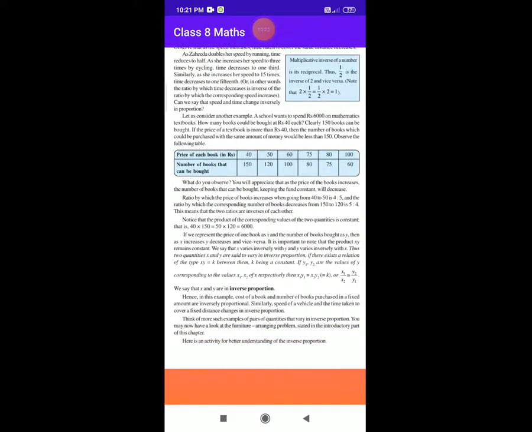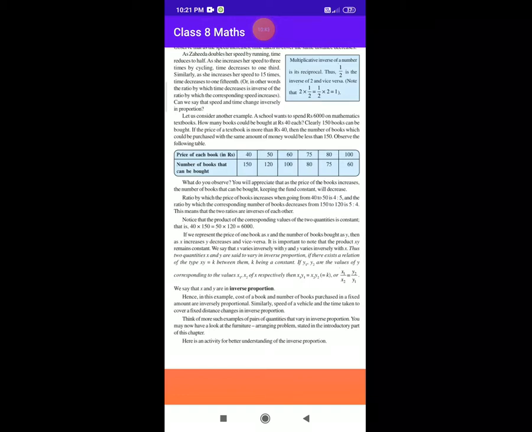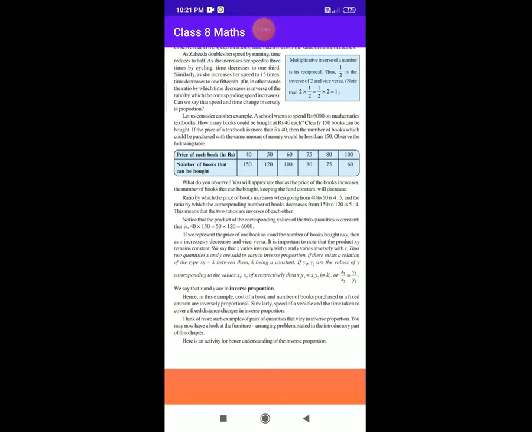Hence, in this example, the cost of a book and the number of books purchased with a fixed amount are inversely proportional. Similarly, the speed of a vehicle and the time taken to cover a fixed distance change in inverse proportion. Think of more such examples of pairs of quantities that vary in inverse proportion.